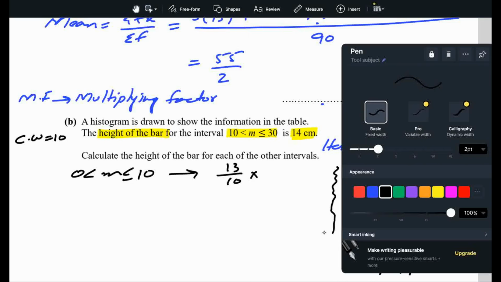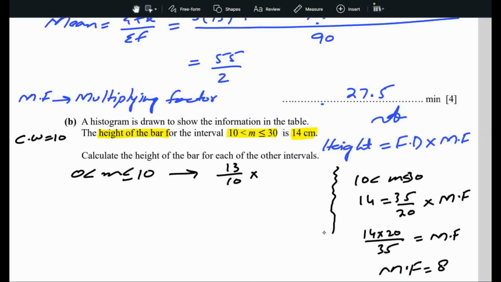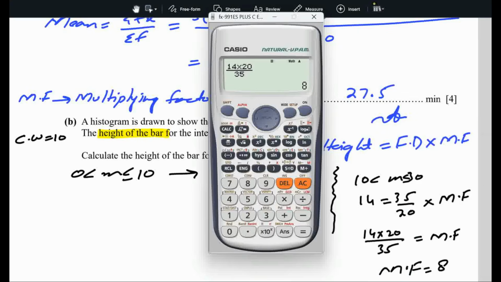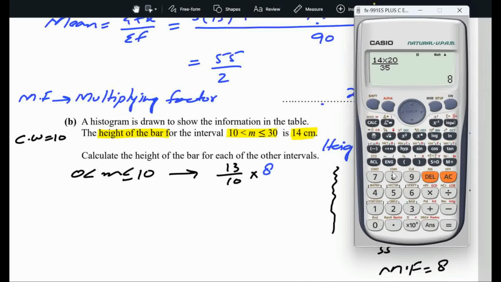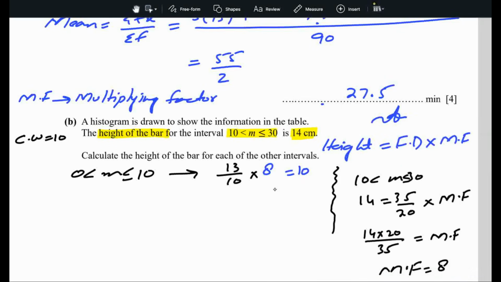It means we have to multiply the frequency density for all the intervals by this multiplying factor. So 13 divided by 10 multiplied by 8 will be equal to 10.4. So for the first one, this will be equal to 10.4.